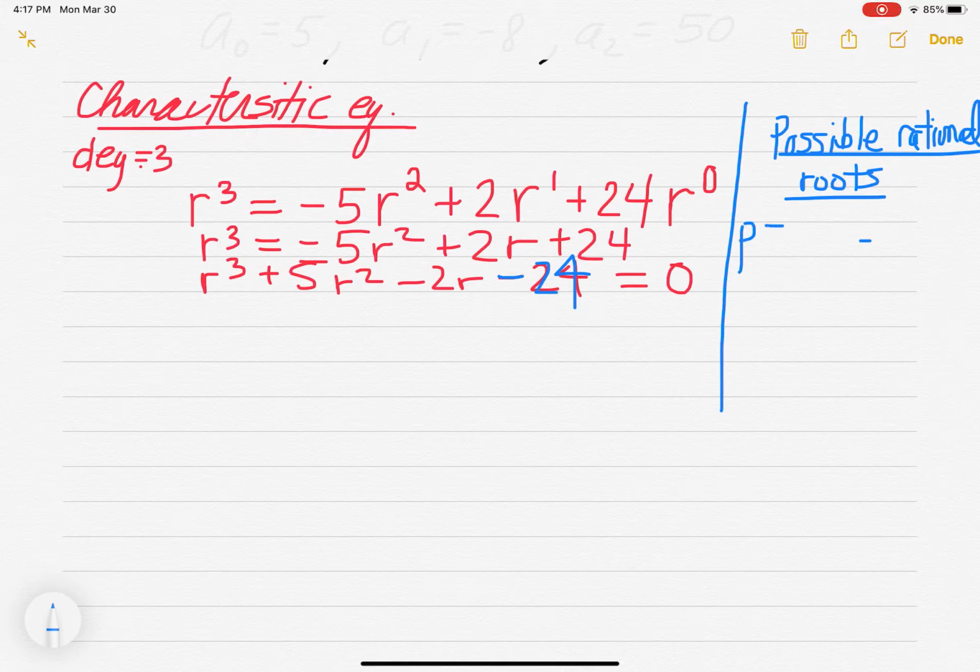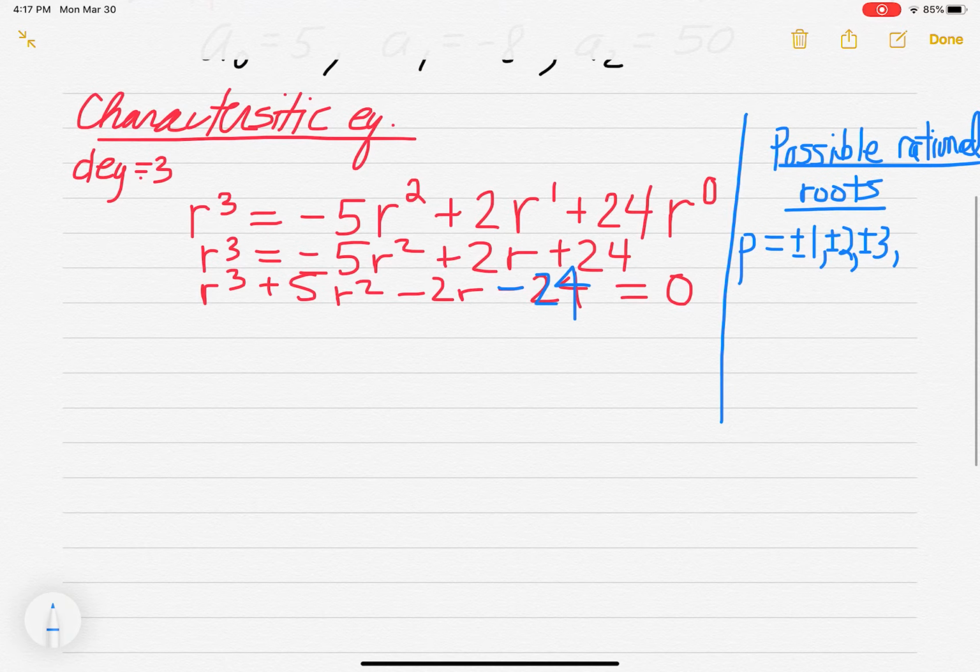So p consists of the divisors of 24: plus or minus 1, plus or minus 2, plus or minus 3, plus or minus 4, plus or minus 6, plus or minus 8, plus or minus 12, plus or minus 24. These are all the divisors of 24. So those are my p's.